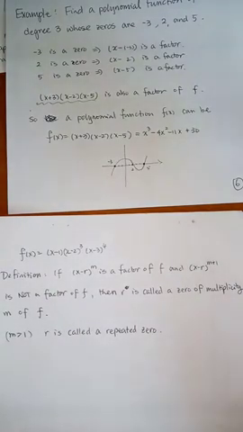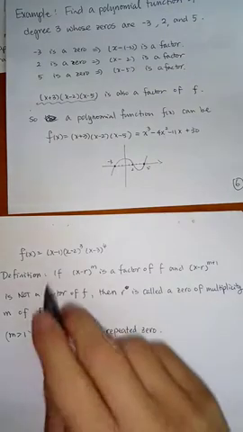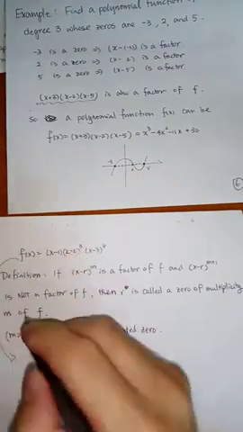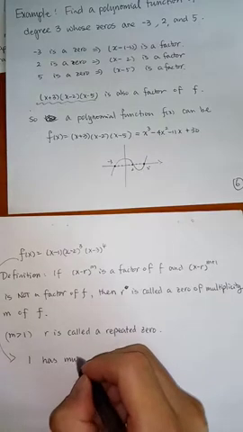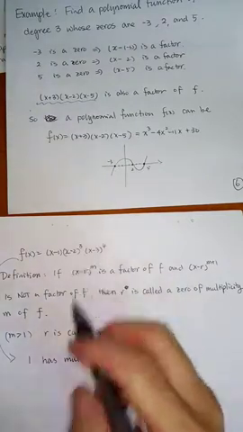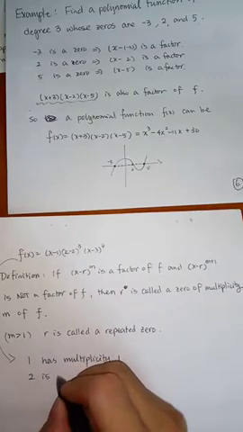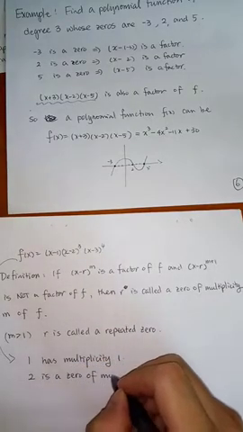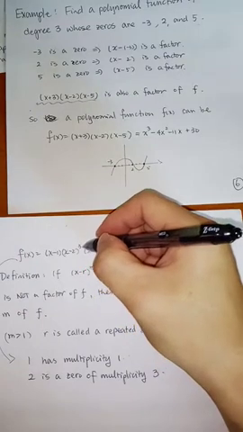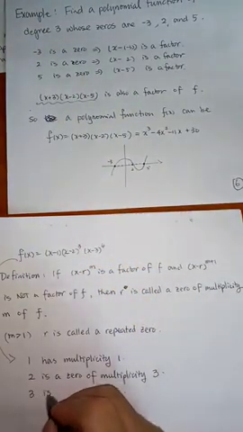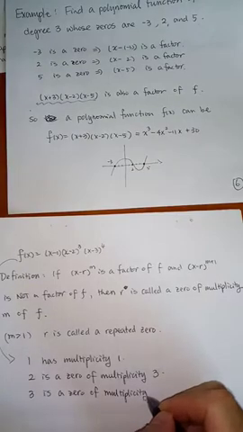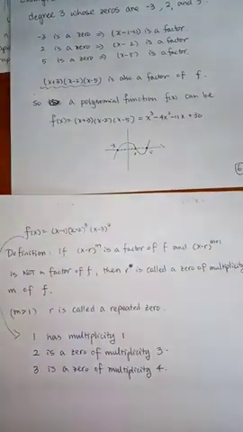It's a repeated 0. So here we see that, for this example, 1 has multiplicity 1, and 2 is a 0 of multiplicity 3, and this 3 is a 0 of multiplicity 4. Okay, so that's the multiplicity.